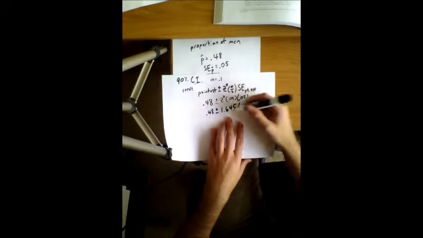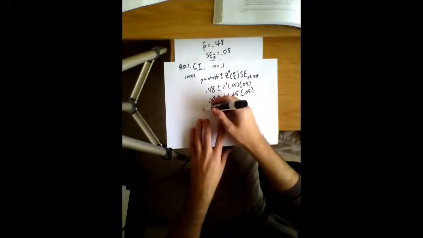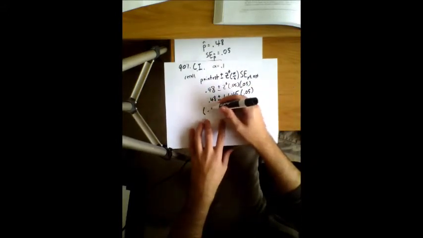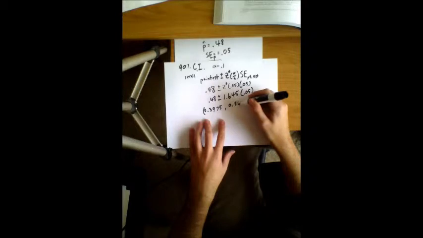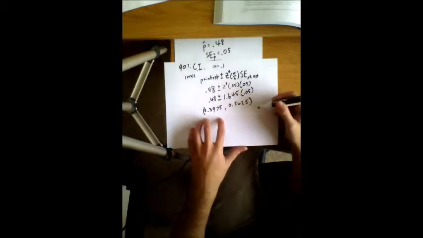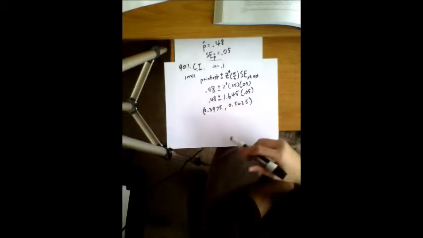If we multiply this all out, we should find our confidence interval is 0.3975, comma, 0.5625. So what could we conclude based off of our confidence interval?